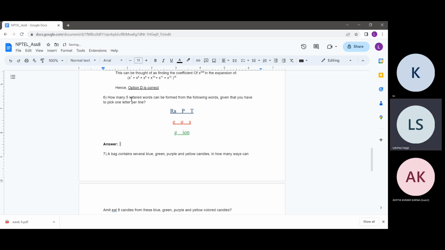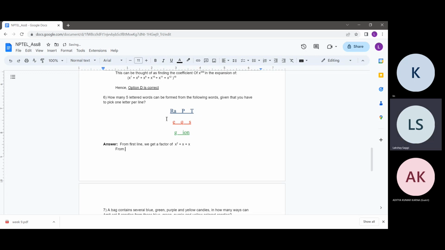What we need is a 5-letter word. From the first line, we need one of these 3 words. It will either be RA, or B, or T. We get a factor: RA is a 2-letter word, so we can take x squared from RA, and it will contribute 2 to the power. Similarly, P is a single-letter word, so it can contribute only a single power. And similarly, T is a single-letter word, so it can contribute again a single power.